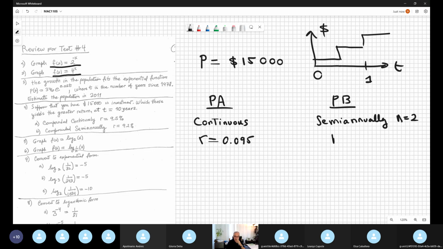And the interest rate in this is 0.092. And the common in both situations is 10 years. 10 years. And that's it. No more information. You need to find the future value and compare.